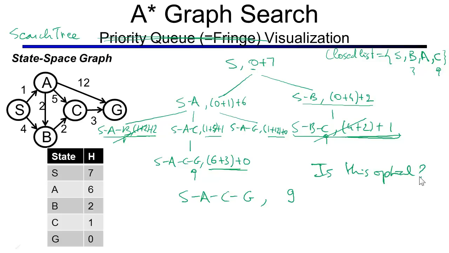Is this optimal? Well, we saw before that there's a path that's cheaper than 9. In fact, the path that we found before running A* tree search was one that ran from S to A to B to C to G for a total cost of 8, which is less than 9. So what happened here? We ran an A* graph search, and we ended up with a solution that has a cost of 9, which is not optimal.